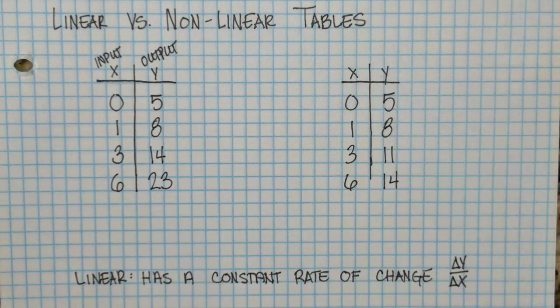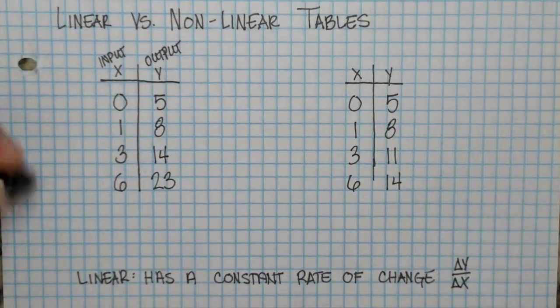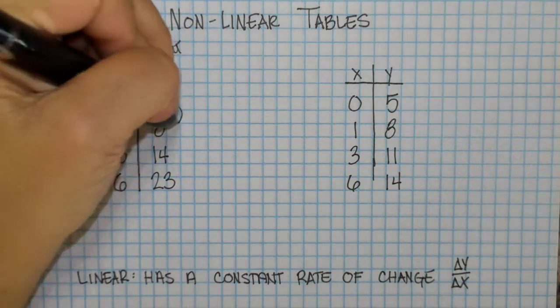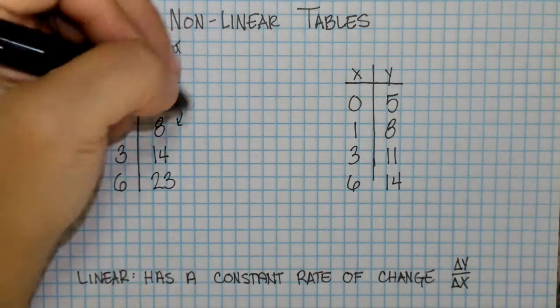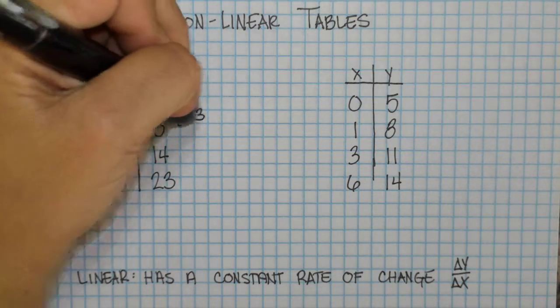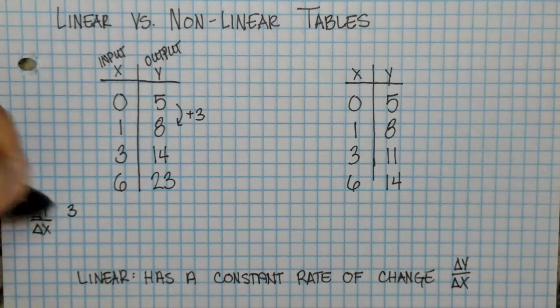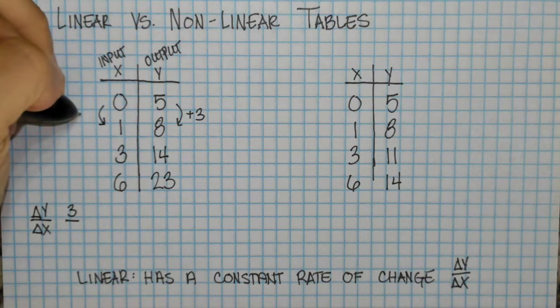of these is nonlinear. Looking at the first one, in order to find our change of y over change of x, the first thing I'm going to do is set that up over here and just write change of y over change of x. And I'm going to start to check those. My change in y right here, 5 plus something gives me 8. I can figure that out by doing 8 minus the 5 to get plus 3. Change in the y here is 3. And the change in the x is 1.